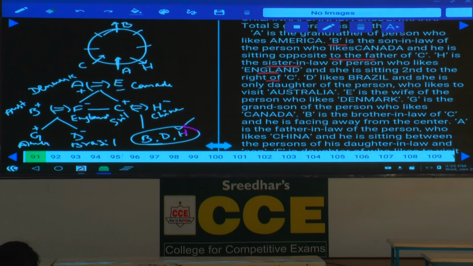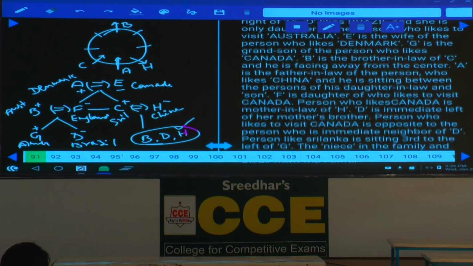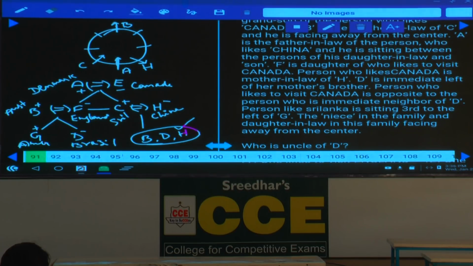Then D likes Brazil and she is the only daughter of the person who likes to visit Australia. E is the wife of the person who likes Denmark. G is the grandson of the person who likes Canada. B is the brother-in-law of C, and he is facing away from the center. Who is facing away from the center here? B. And A is the father-in-law of the person who likes China, and he is seated between his daughter-in-law and son. Then F is the daughter of the one who likes to visit Canada.